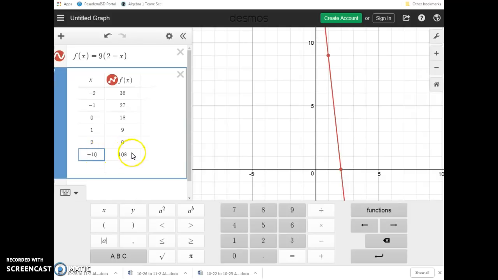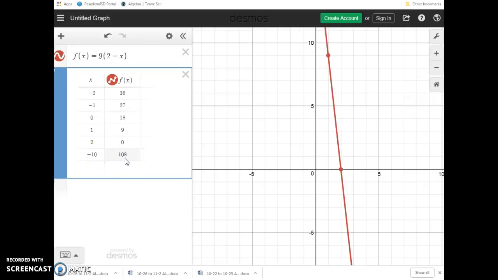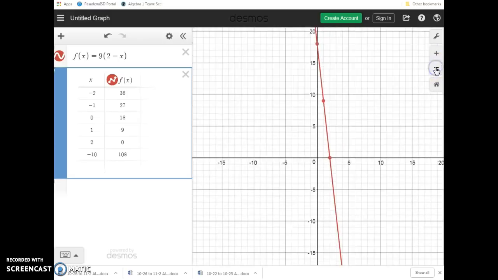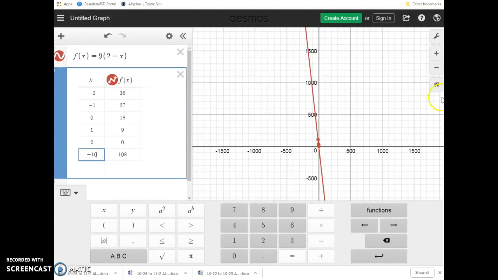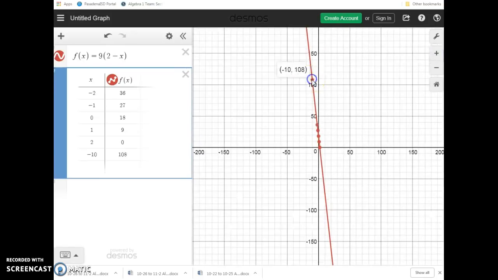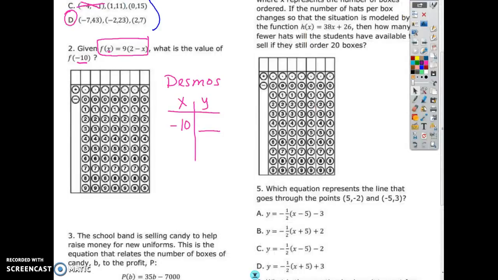So once you type negative 10, it automatically gives you the answer, which is 108. That point is on the line. It's not the point I needed. I needed negative 10. Hold on, zoom out. It's this one right here. Negative 10 is 108. So on the test, you would just have to write 108, positive 108, bubble the positive because it's a positive number. If it was negative, you would bubble negative, the 1, the 0, and the 8.